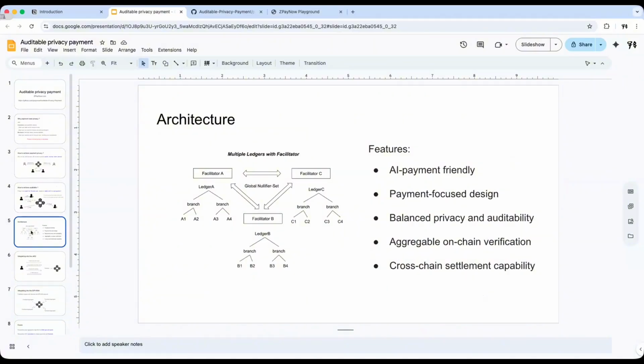Let me introduce the features. Why did we design this? Because we want this privacy payment to be AI friendly, and we just focus on payment. We also want to build an aggregator. The aggregator is someone who can aggregate many transactions together and then publish them on the chain.